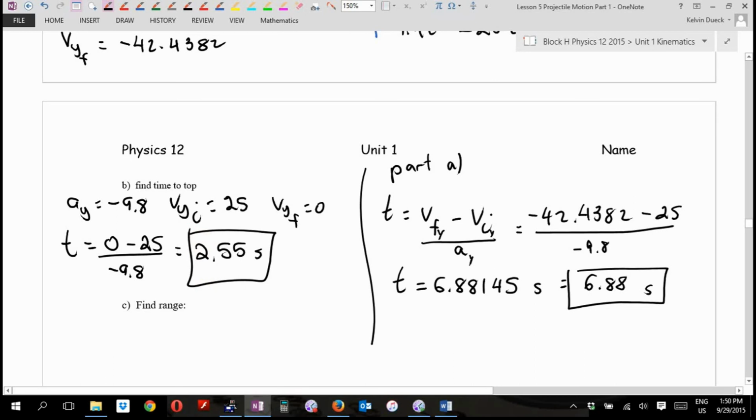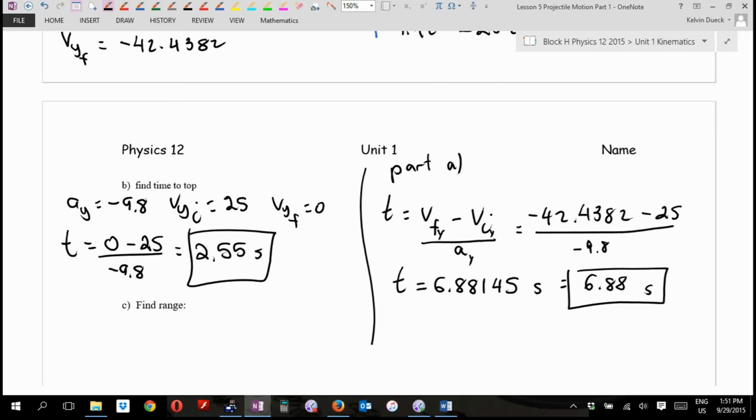By the way, an extension question I could now ask is, how long is this thing falling for? 6.88 minus 2.55, because if it takes 2.55 seconds to get to the top, the rest is falling down. Would you ever ask that? I never have. Just kind of thought of that now, but we can do lots with this.